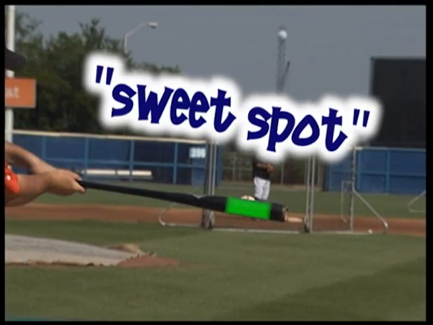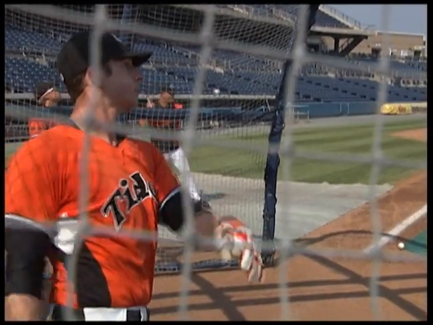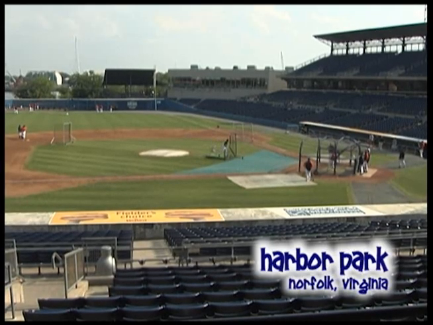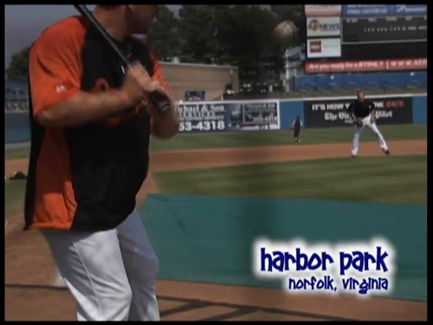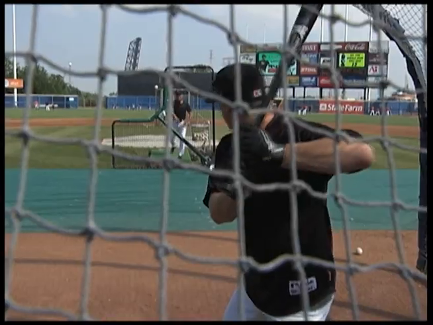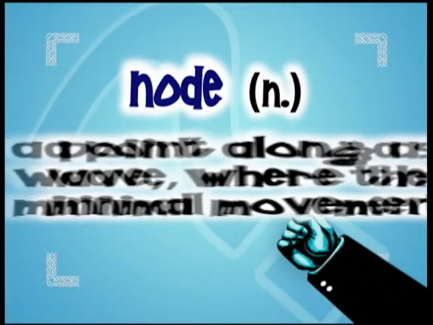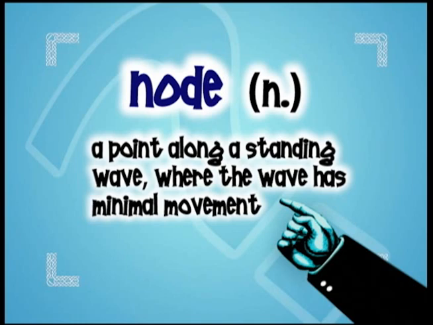One of these sweet spots relates to vibration. Whenever an object is struck, it vibrates in response. These vibrations travel in waves up and down the length of the object. At one point, those waves cancel each other out. That is the node. A node is a spot along a standing wave where the wave has minimal movement.